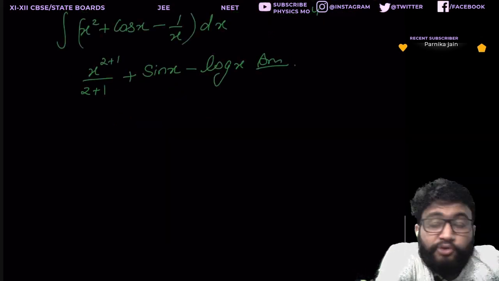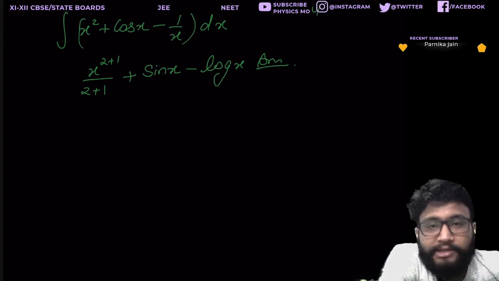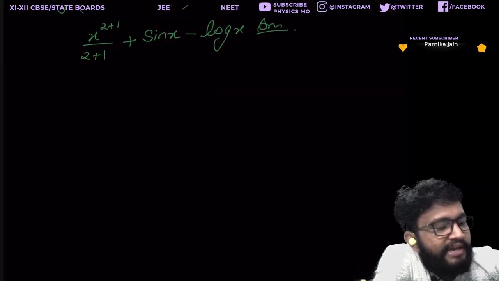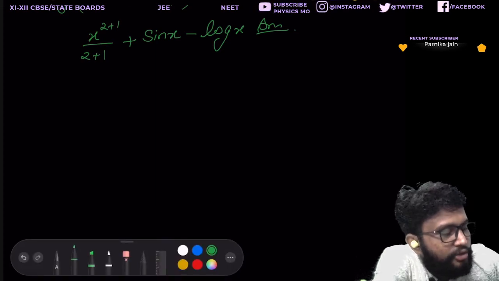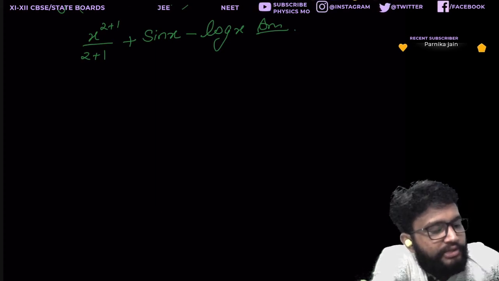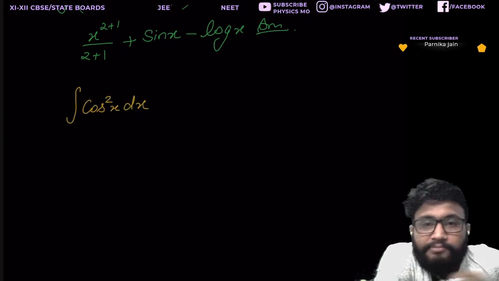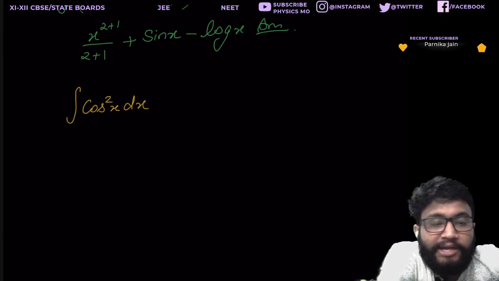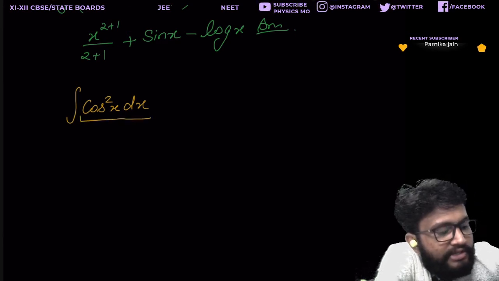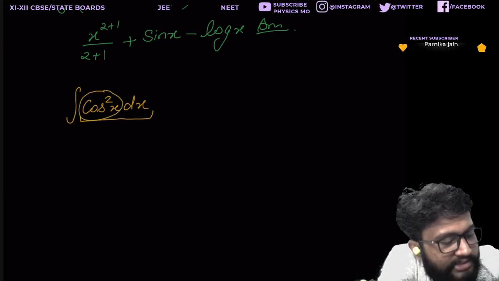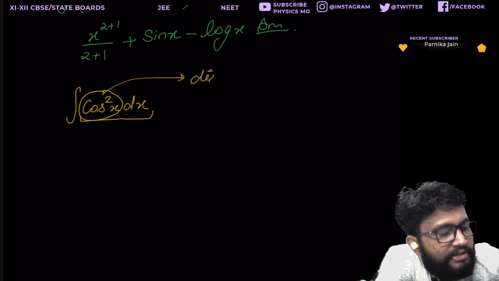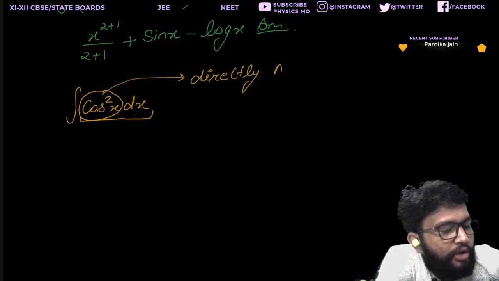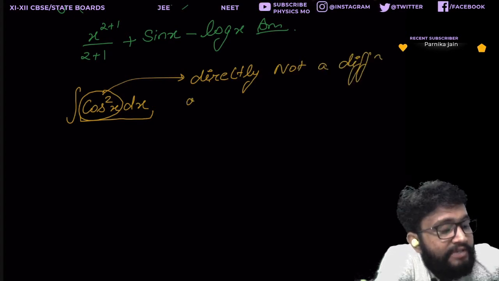Then this was the first step that you have to find. But if I ask you to integrate a function that looks something like this, integration of cos square x dx, it looks like a complicated function, because this part cos square x is directly not a differentiation of any function.